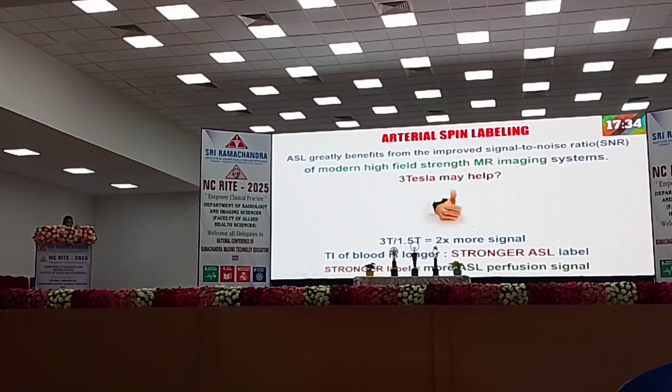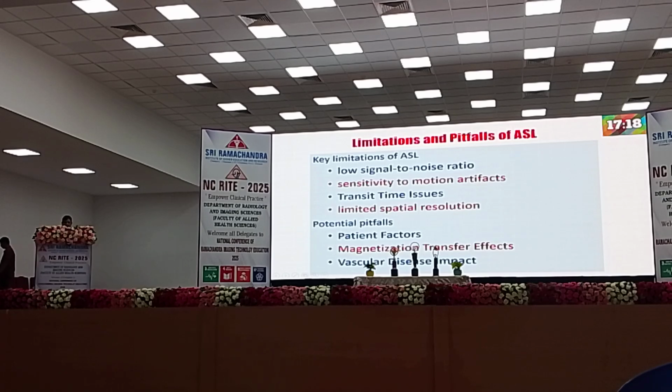We can use it in modern higher-end systems. The inversion time of blood is longer, so we can get a stronger ASL label. A stronger ASL label gives more ASL perfusion signal. So limitations, yes: low signal to noise ratio, sensitivity to motion artifacts, transit time issues, limited spatial resolution. Potential pitfalls are patient factors, magnetization transfer effect, and vascular disease impacts.